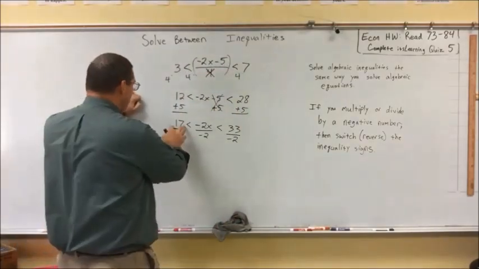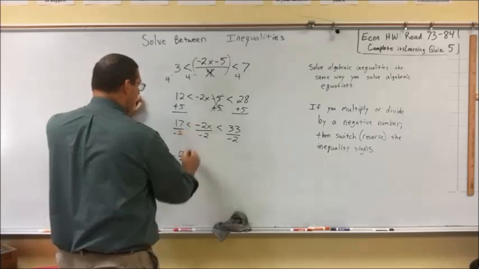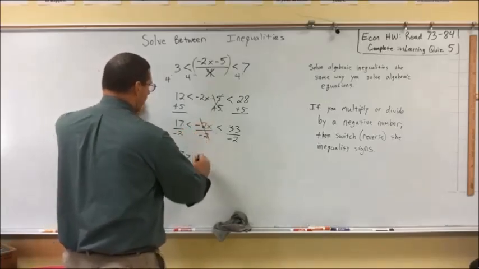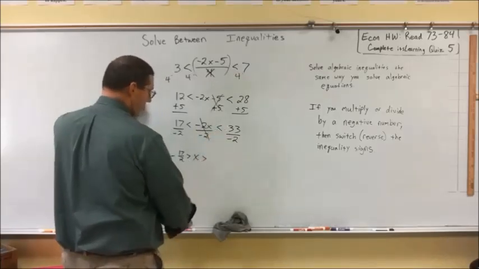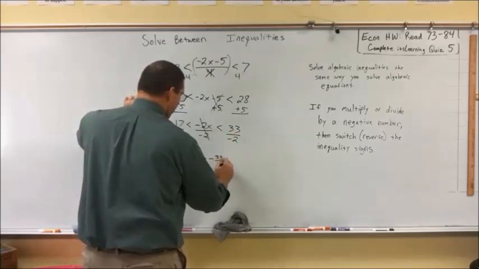So now, when we bring this down, it's going to be negative 17 over 2, but this less than symbol has to become a greater than symbol. We're going to cancel the negative 2 and carry down the x. Over here, this less than symbol has to become a greater than symbol. And then we'll carry down this negative 33 over 2.